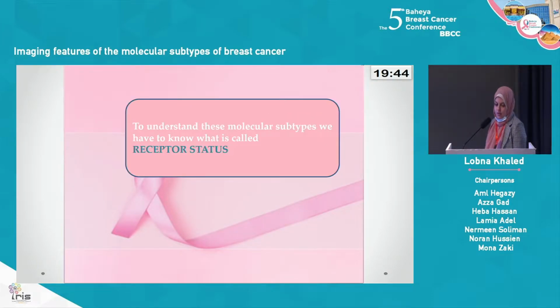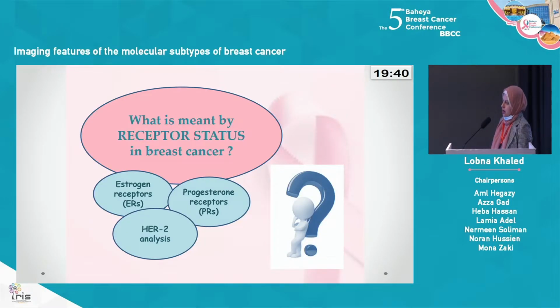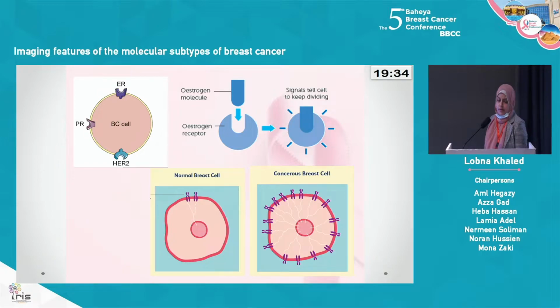To understand these molecular subtypes, we have to know what's called receptor status. Receptors in the breast include estrogen, progesterone, and HER2. Receptors are proteins present on the surface of the cell. They bind to hormones and then tell the cell to grow and divide. Receptors are present on the surface of all breast cells, but they are present in much greater number in cancer cells.